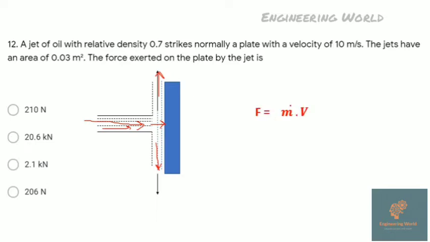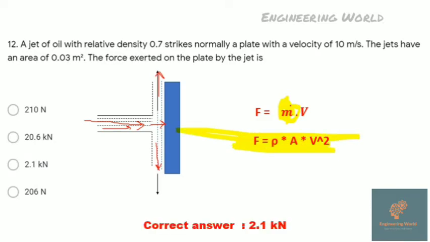As per Newton's second law of momentum, force is the change of momentum, that is m dot into v. Here m dot is rho into volume, area of cross section into velocity. So F is equal to rho into A into V square. So by putting values we get the answer 2.1 kilonewton.